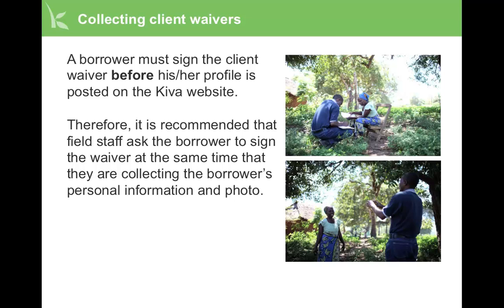Next, let's learn how to collect client waivers in the field. As we learned earlier in this lesson, a borrower must sign the client waiver before his or her profile is posted on the Kiva website. Therefore, it is recommended that field staff ask the borrower to sign the waiver at the same time that they are collecting the borrower's personal information and photo.